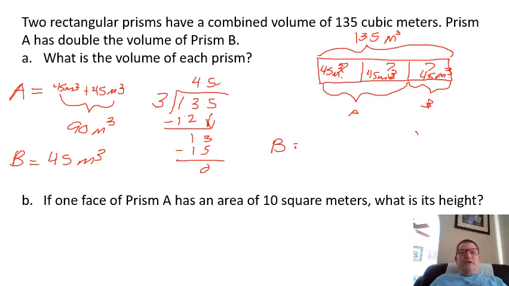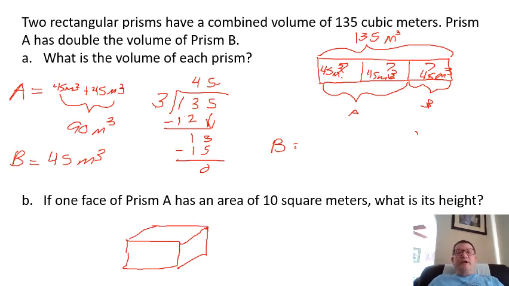Now on B, it says if the face of a prism A is 10 meters, what is the height? Well, I'm going to go ahead and draw a quick 3D representation here so I can label it like it says. So there's my prism A, and it says one face of the prism has an area of 10 square meters. So since it's wanting me to find the height, I'm going to take this as being 10 meters squared. That's the area of this top section right here.